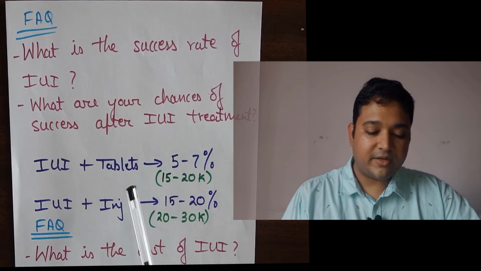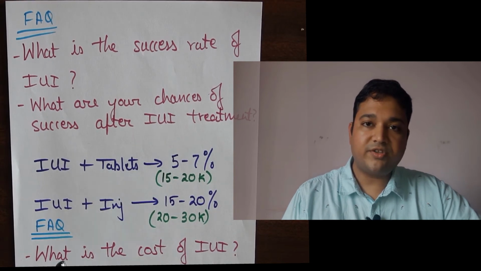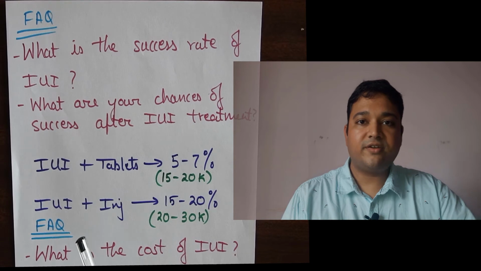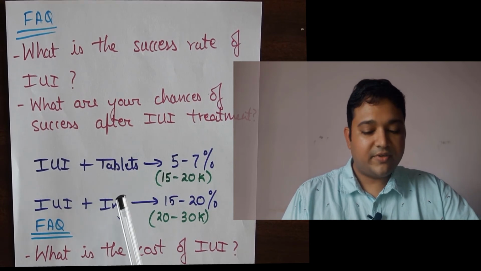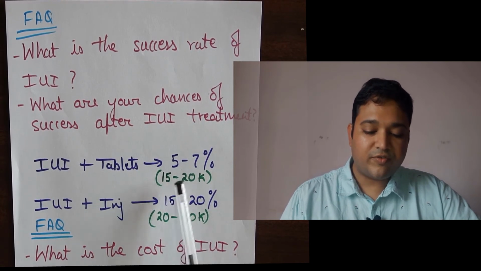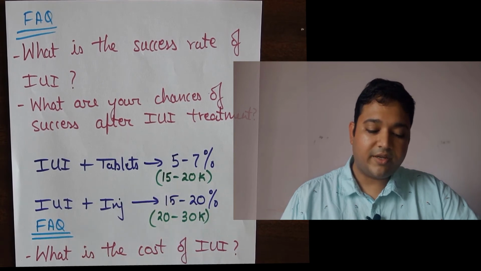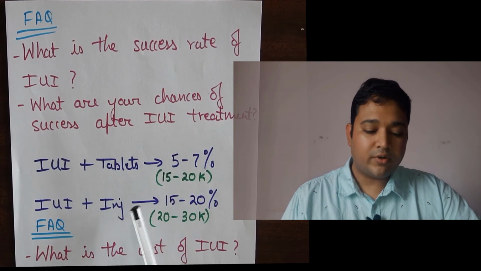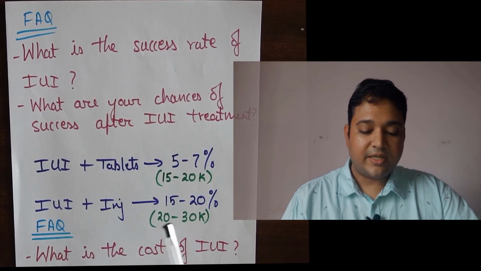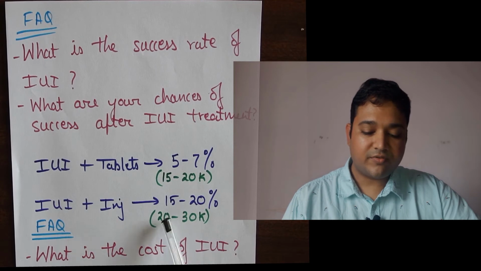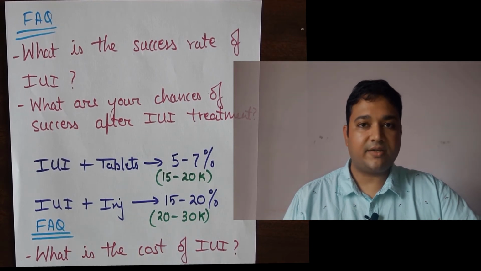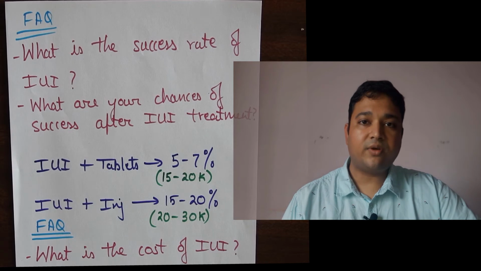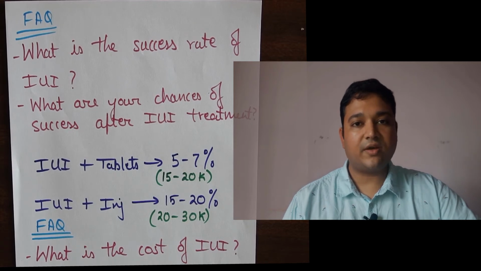When IUI treatment is combined with tablets for ovulation induction like clomiphene citrate or letrozole, then we can expect a cost per cycle of 15 to 20,000 rupees. Whereas when IUI treatment is combined with a superovulation protocol using injectables, then we can assume a cost of 20 to 30,000 rupees per cycle. So on this slide you have the complete information as far as the cost and the benefit, that is the success per cycle for the couple.